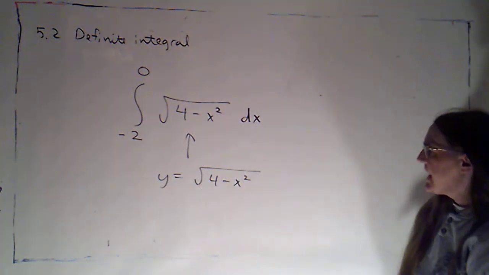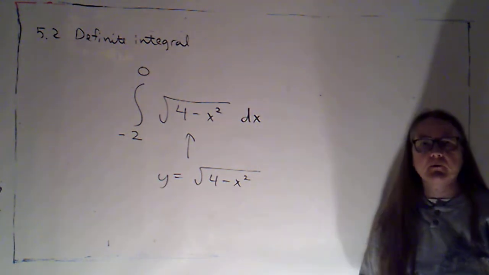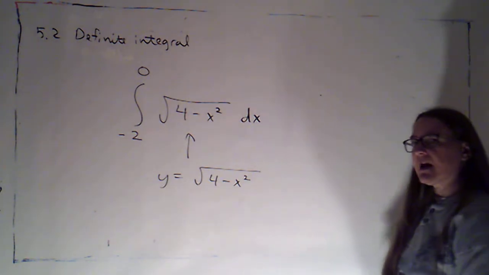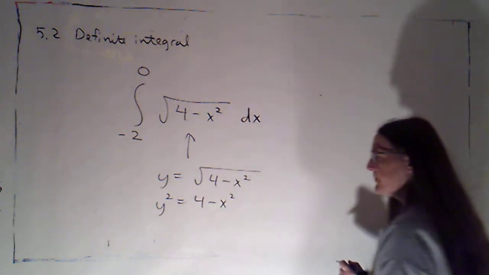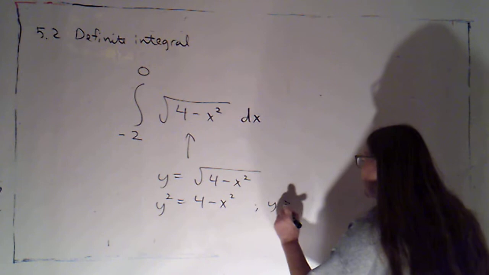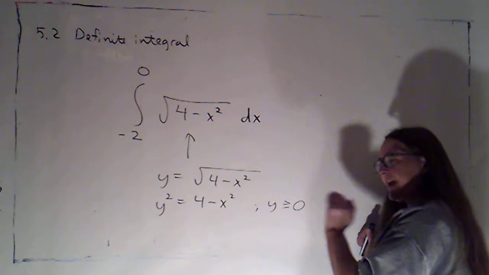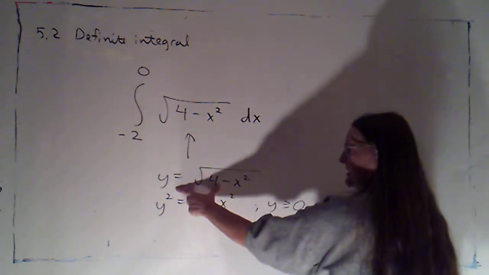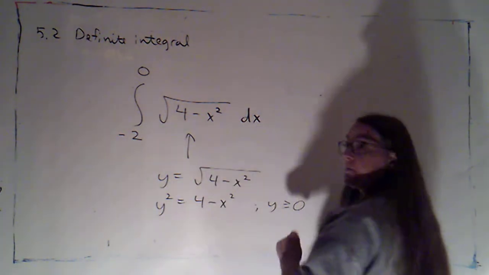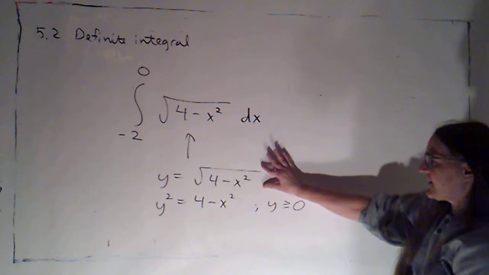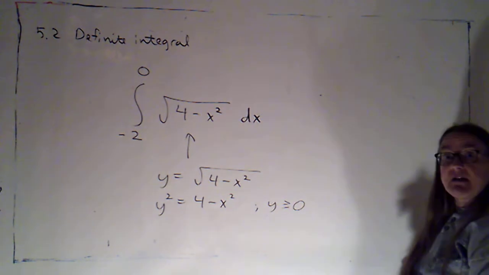Okay, and it's going to be a little bit easier to recognize the shape of that curve if I get rid of the square root. So I'm going to square both sides of this. I'm going to say y squared is equal to 4 minus x squared, but I'm going to also record that y is bigger than or equal to 0, because when I squared both sides, I don't want to lose that information. I can see from this original equation that y can't be negative, because y is defined to be the principal square root of 4 minus x squared, and that's always going to spit out something that's not negative. So y still can't be negative.